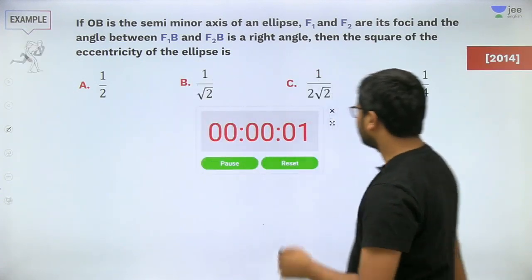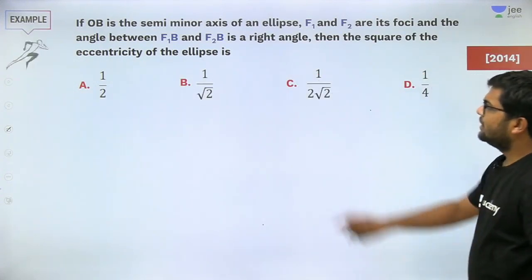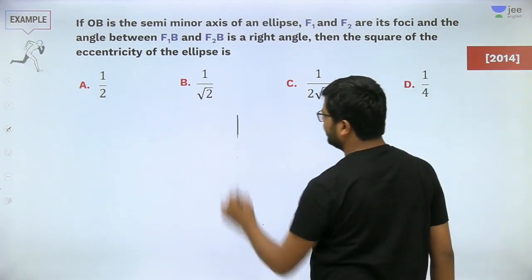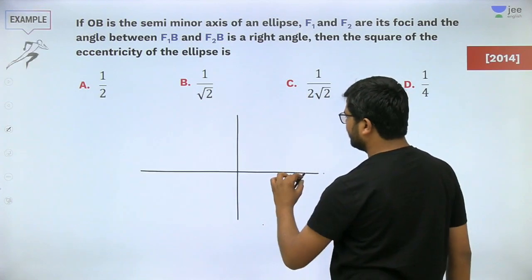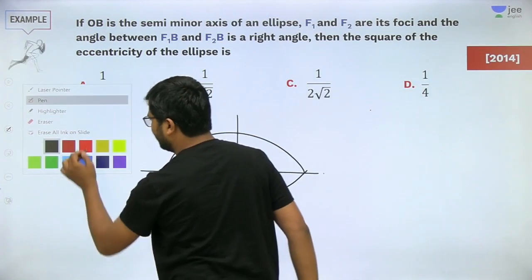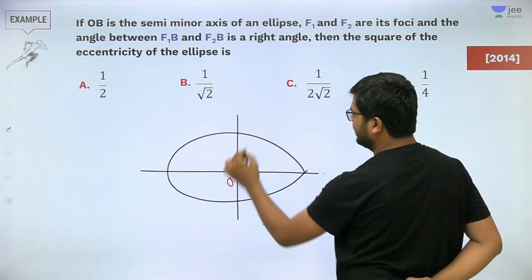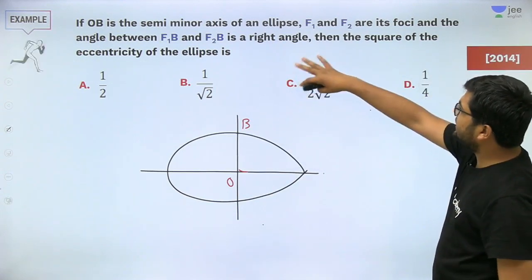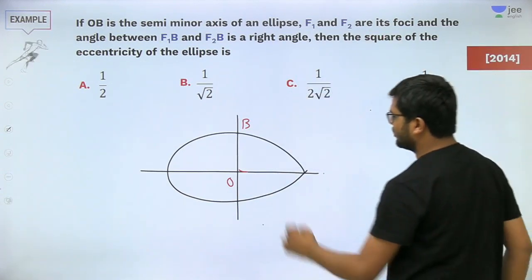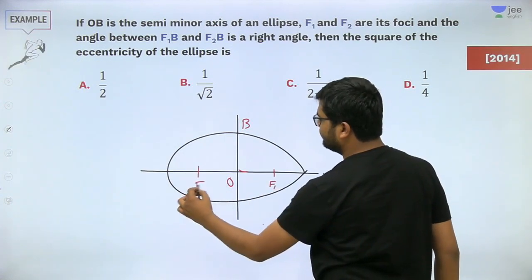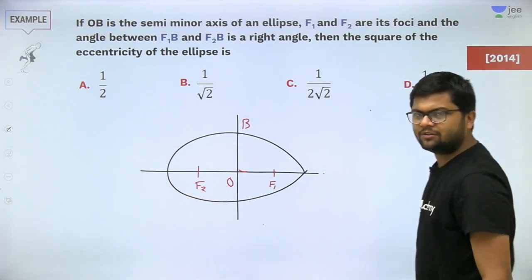Okay, so time is up. OB is the semi-minor axis of the ellipse. First of all I am plotting an ellipse, a standard ellipse. Let us suppose this is the ellipse that is being used in this question. Now for this ellipse, O is the center and B is the end of the minor axis. Now OB is the semi-minor axis of the ellipse. F1, F2 are its foci. This one is focus 1, this one is focus 2. So F1 and F2 are the foci, that is given in the question.